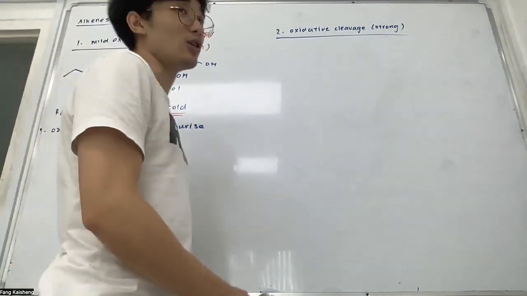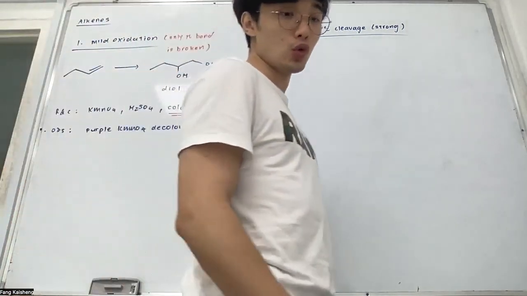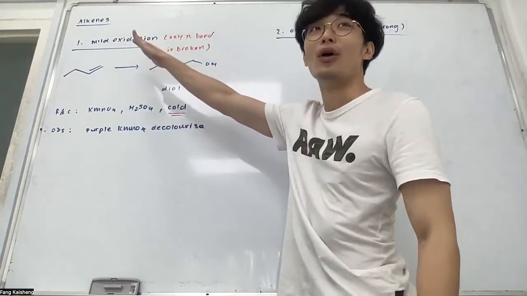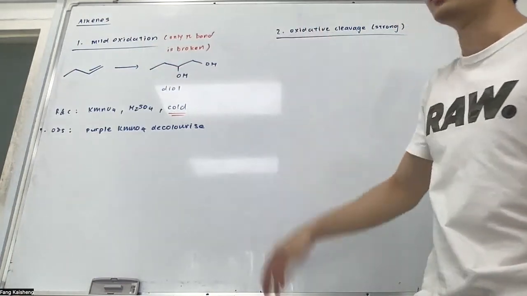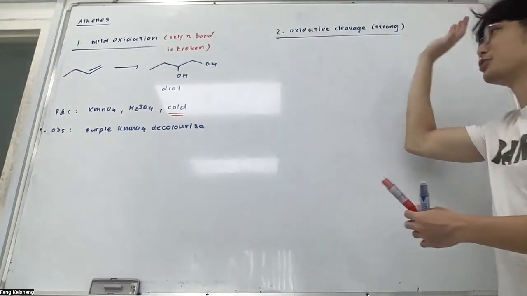Now guys, let's take a look at strong oxidation. This is more important. So once you're ready, turn over to page 32. Guys, just make a guess. The one on the left here is mild. Mild is cool. So strong is what? Then what do you end up breaking? Make a guess. I'm not going to draw anything else.